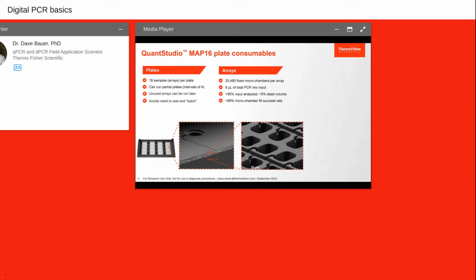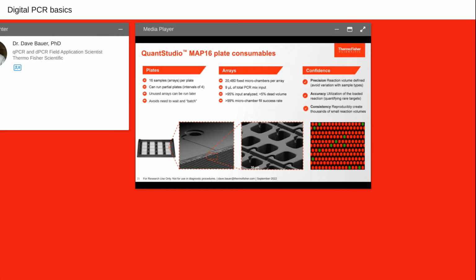And what's important to notice is that we're not really wasting sample. Over 95% of that 9 microliters that we input is actually going to get utilized and assessed in our digital PCR reaction and in our data collection. So very little dead volume here. And part of that comes from the fact that we have such a consistent, successful microchamber fill rate. Microchambers we're going to be utilizing pretty close to 20,480 every time. And all of that combined gives us the confidence to know that we have precise, repeatable measurements, which is important for accuracy and consistency.